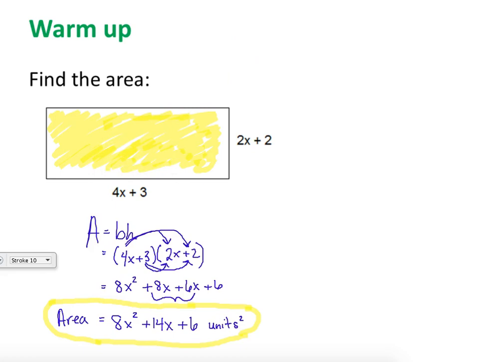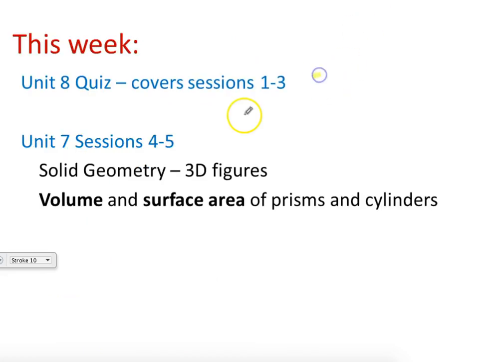We're going to switch gears this week, and we're going to start looking at three-dimensional figures. Before we do that, we're going to take a quiz that covers sessions 1 through 3, pretty much focusing on two-dimensional shapes. Then we're going to switch gears. Oh, and we are in Unit 8. I don't know why that says Unit 7. Then we're going to do Unit 8 sessions 4 and 5, looking at three-dimensional figures and focusing on finding the volume and surface area of prisms and cylinders.